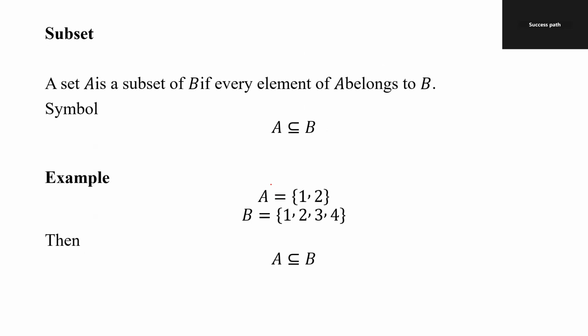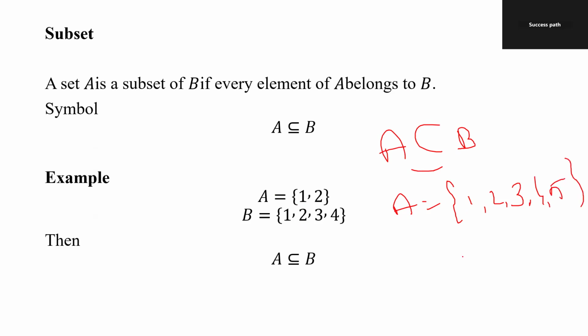Now subset. A is a subset of B if every element of A belongs to B. For example, A = {1, 2} and B = {1, 2, 3, 4}. What happened here? A is a subset of B. For example, let A = {1, 2, 3, 4, 5} and B = {2, 4}. So here B is a subset of A. That is the meaning.